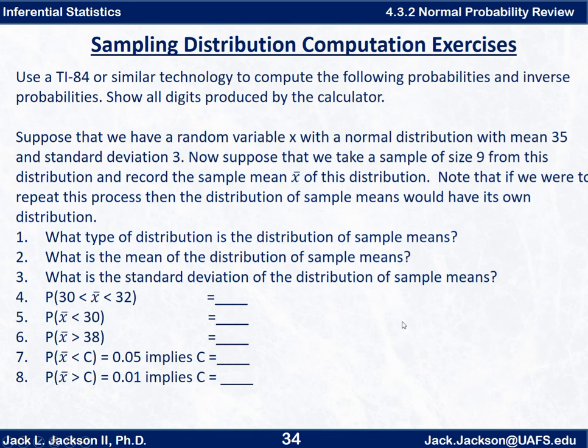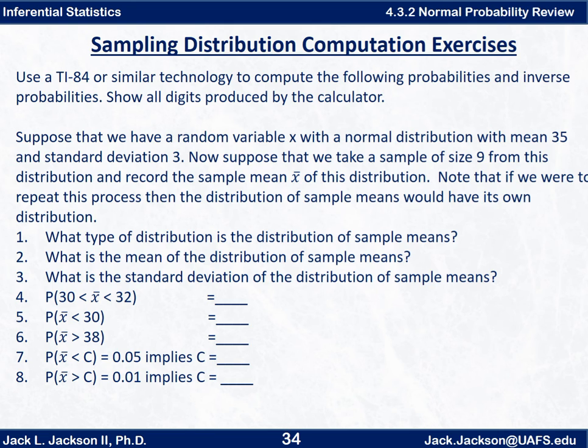Okay, now again, use calculator technology or something similar for this. In this next one, we're going to look at a sampling distribution and do some computation exercises. Suppose that we have a random variable x with a normal distribution, and that the distribution of x values has mean 35 and standard deviation 3, like in the last example. Now suppose we take a sample of size 9 from this distribution and record the sample mean, x bar, for this sample. Now, if we were to repeat this process over and over again, then the distribution of sample means would have its own distribution.